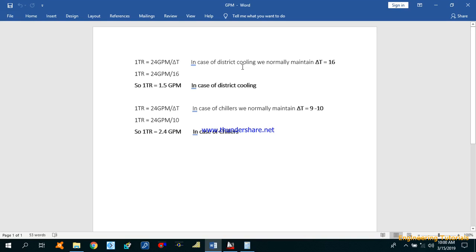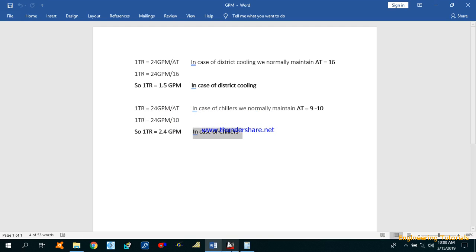In the case of district cooling, we normally maintain a delta T of 16. So if we use delta T 16 in this formula, we get 1 TR is equal to 1.5 GPM. That's the case of district cooling. The same formula applies if we are using chillers, where delta T will be 9 to 10 degrees. Using 10 degrees in this formula, 24 GPM divided by 10, you get 1 TR is equal to 2.4 GPM in the case of chillers.